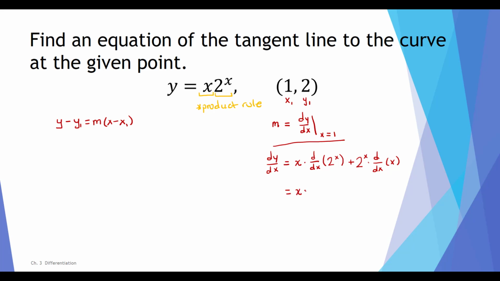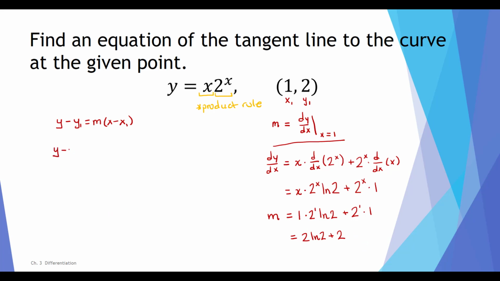So we have x times the derivative of 2 to the x, which is 2 to the x natural log 2, plus 2 to the x, and the derivative of x is 1. And so the slope of our line is what I get when I plug in 1 for x. 1 times 2 to the 1, natural log 2, plus 2 to the 1 times 1, which is 2 natural log 2 plus 2. Now I'm ready to write down the equation of the tangent line.